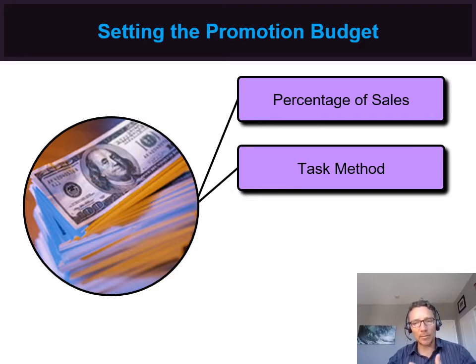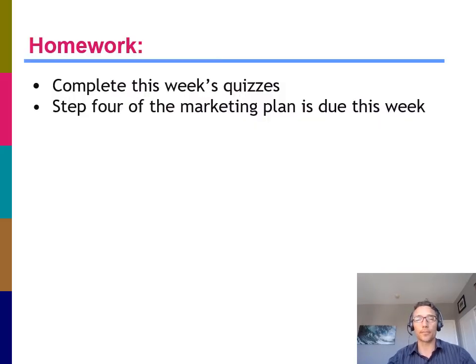These are the two most common budgeting methods: percent of sales or task method, based on here's what it's going to cost to advertise in a new market or launch this new product. Okay. So that's pretty straightforward.